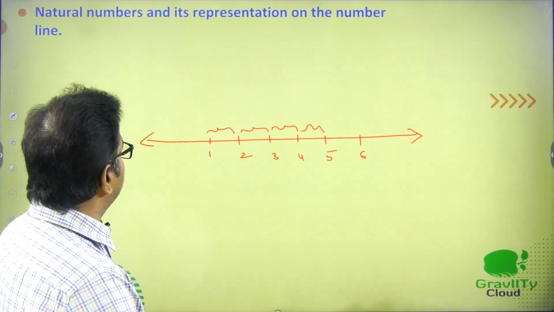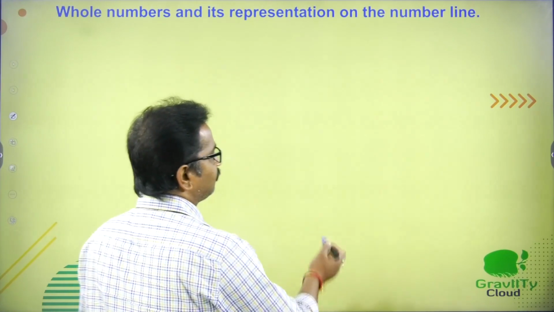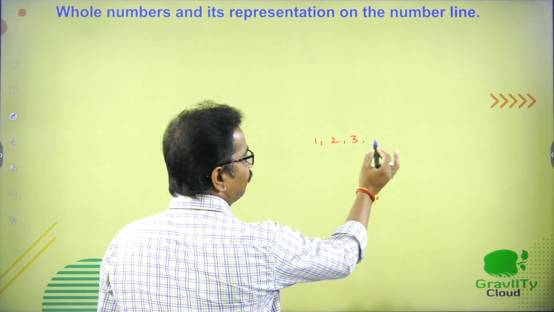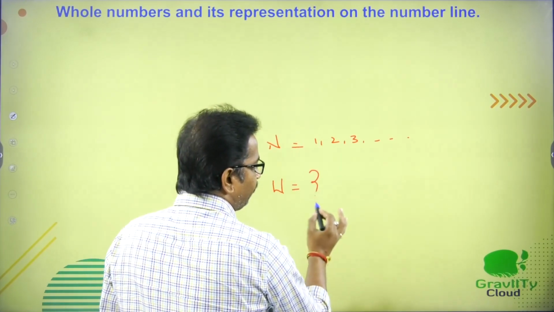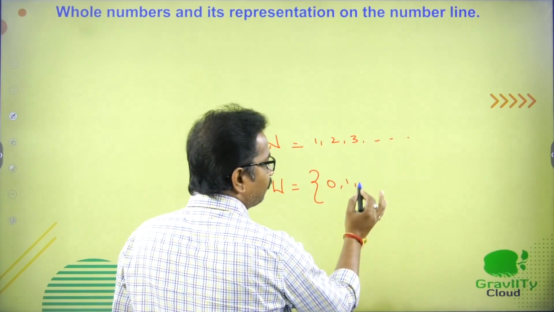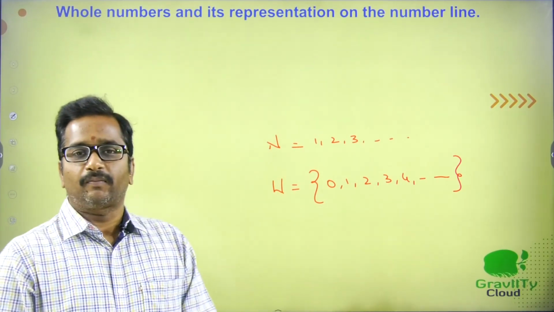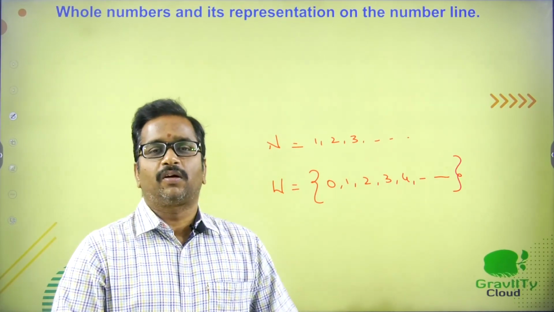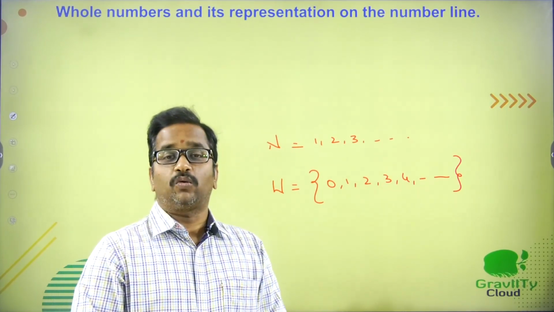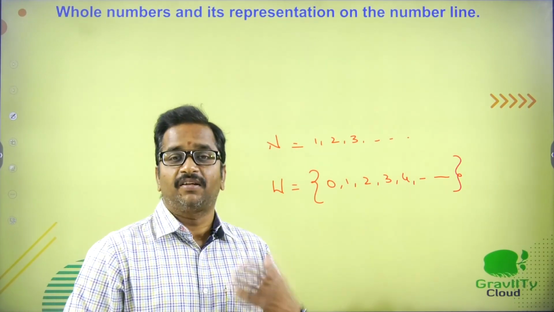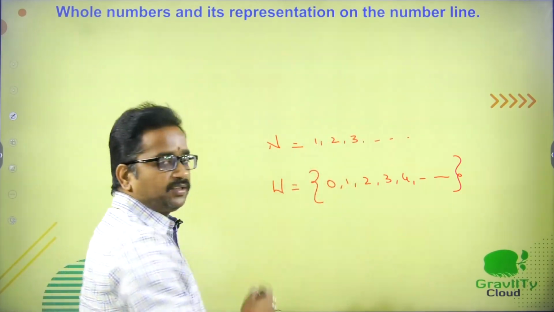Okay, let us move to the next one, whole numbers. For natural numbers, we start from 1, 2, 3 and 4 and so on. Whole numbers are represented with W, and we start from 0, 1, 2, 3, 4 and so on. These are called whole numbers. What is the difference between natural and whole numbers? Natural numbers start from 1, but whole numbers start from 0. We add an additional 0. Understood? So this is 0, 1, 2, 3, 4 and this is 1, 2, 3 and so on.